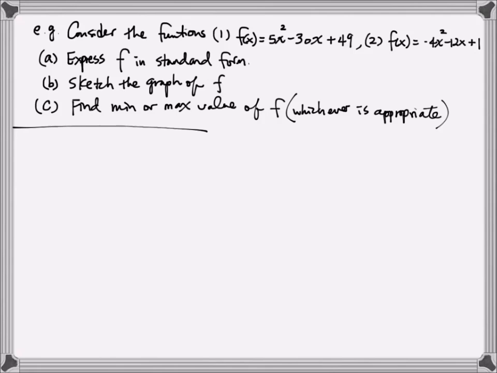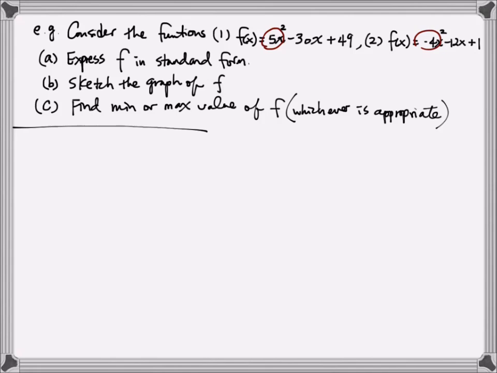Consider the functions f of x equals 5x squared minus 30x plus 49, and the second one is negative 4x squared minus 12x plus 1. I want you to pay attention to the fact that one of them has a positive leading coefficient and the other one has a negative leading coefficient. We wanted to contrast the difference between those two.